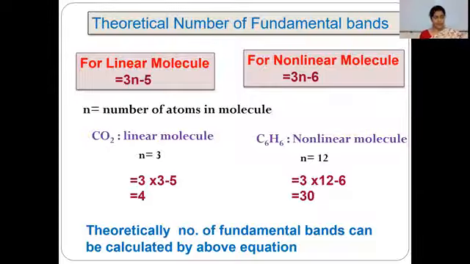Second example is of benzene. Benzene is the example of a non-linear molecule. It has 12 atoms. The value of n is 12. So the number of fundamental bands for benzene is 30. That means in case of benzene, 30 fundamental bands will appear in the IR spectrum.